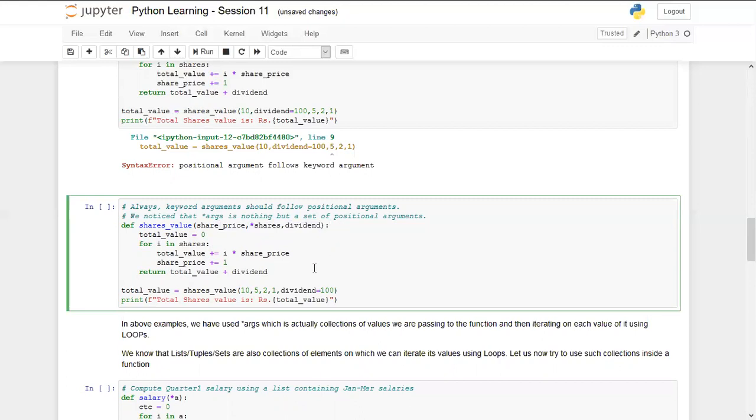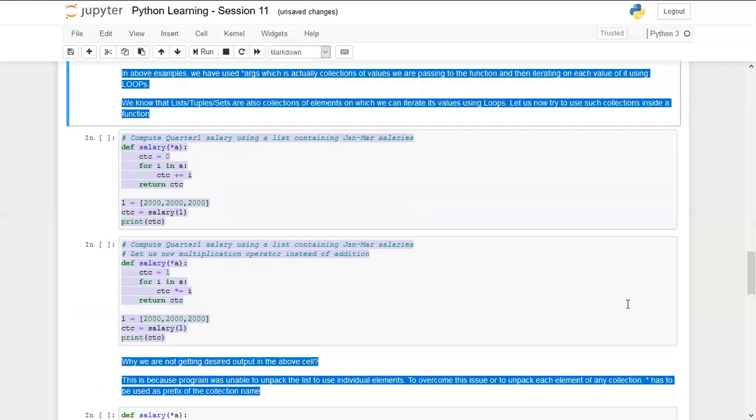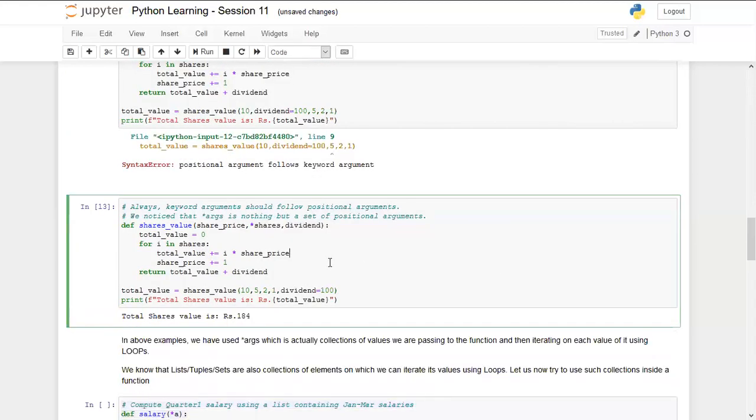Then accordingly, you have to make it in the function call. The first value will be consumed by share price, which is positional, and then star args will consume the other three values. It knows that we have one more argument that has to take some value. After star args, keyword arguments always come into the picture. So there is one keyword argument which takes the value of 100 by defining it like this: dividend is equal to 100. Let's try the answer first. Okay, we can see the answer is coming as correct, which is 184.